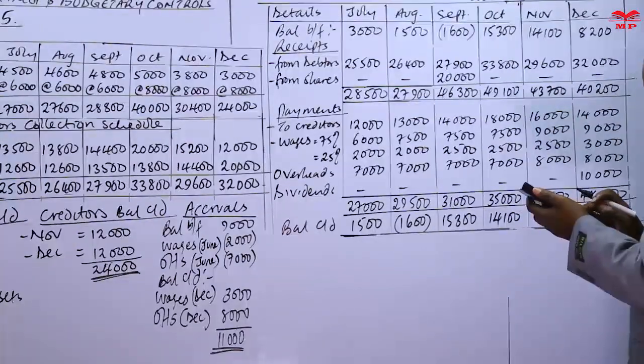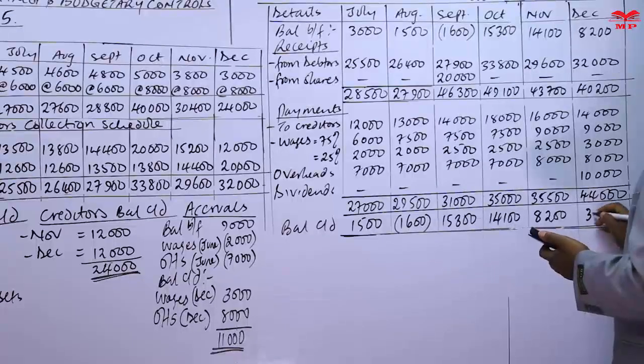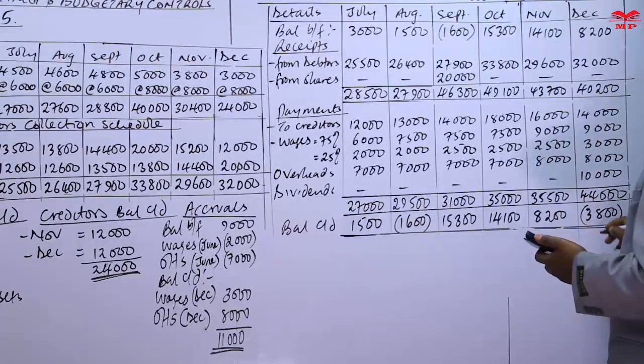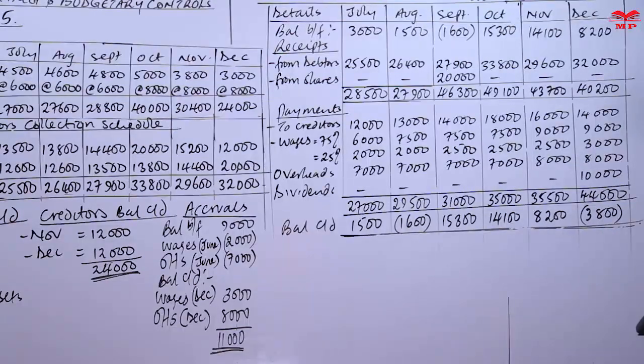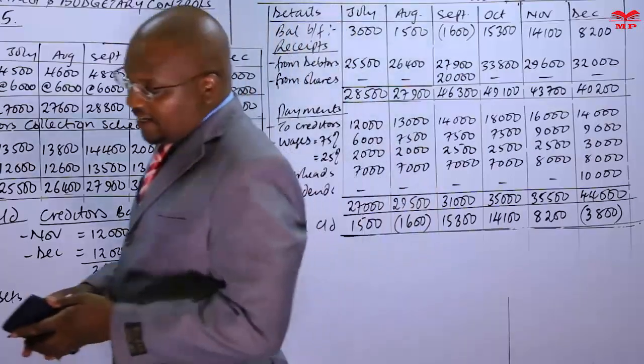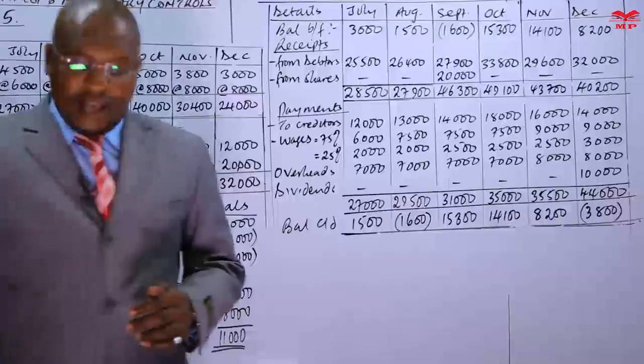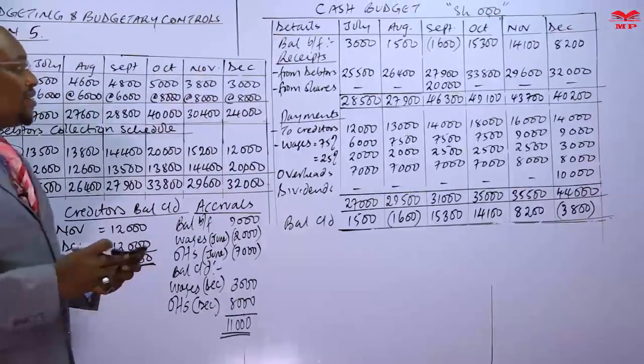If you subtract 44,000, we remain with 3,800 as overdraft. So we remain with an overdraft at the end of the period. That's our projection. We are going to borrow an overdraft at the end of this year of 3,800,000. That's all we have as far as the cash budget is concerned.